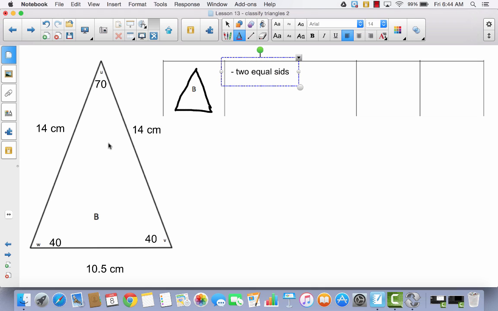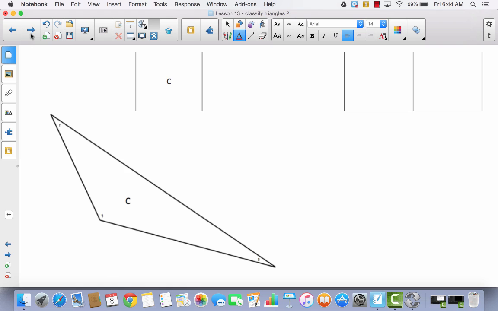equal sides. And what can we say about the angles? Can we say 2 equal angles? All right, now let's go and do the exact same thing with C. So measure all the sides and all the angles and then come back.